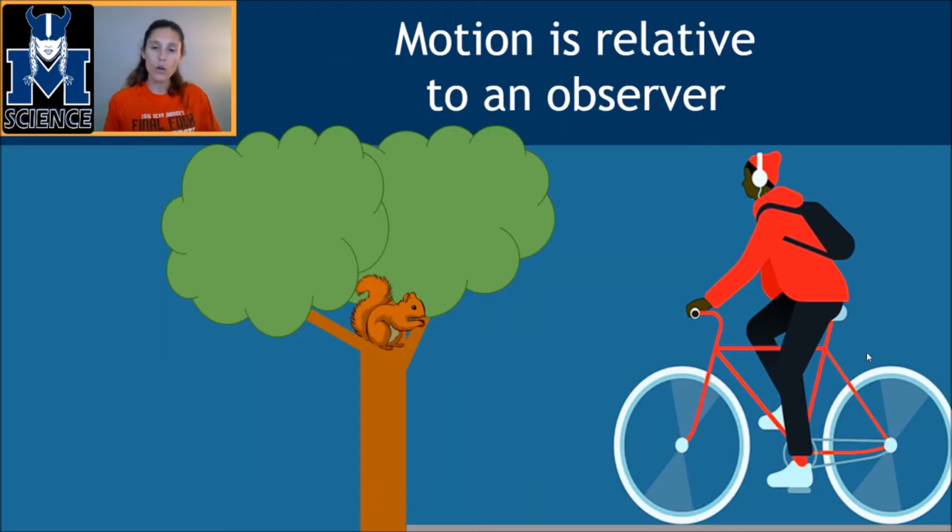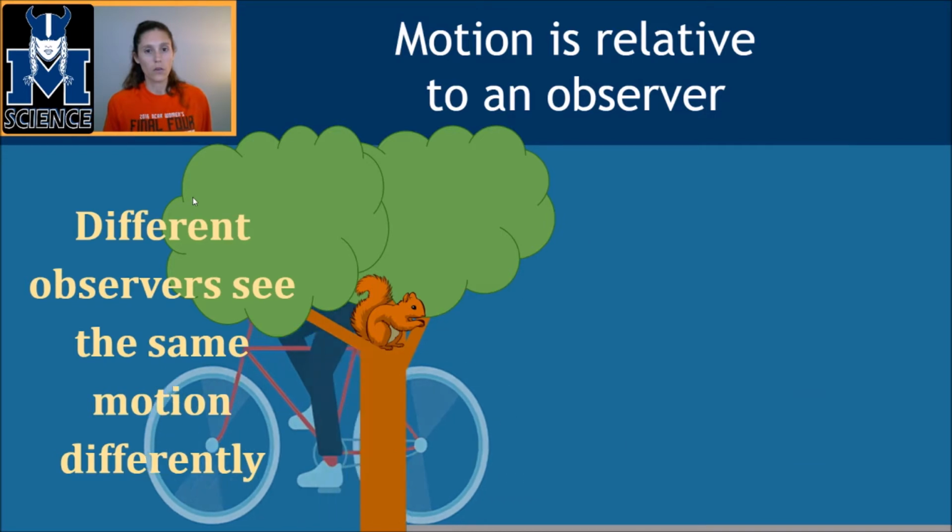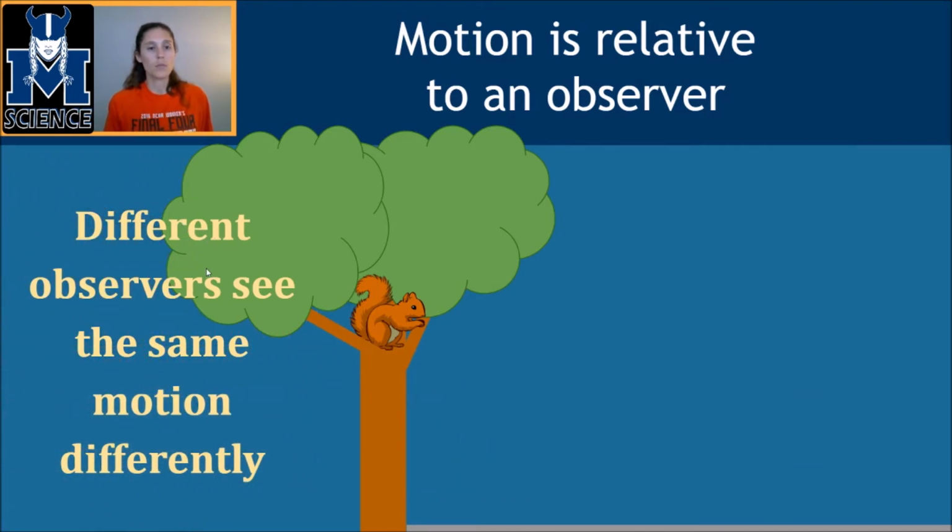Okay, motion is also relative to an observer. So different observers are going to see motion differently. Here we have this squirrel in a tree, and we have this guy riding his bike. For the guy on the bike, the headphones are not really moving with respect to him, but for the squirrel, those headphones are going to move through space as he rides by. So depending on the observer, the squirrel would describe the headphones as moving to the left, or moving through space with some sort of velocity. And the biker, with respect to his body, the headphones are not moving; they're staying stationary.